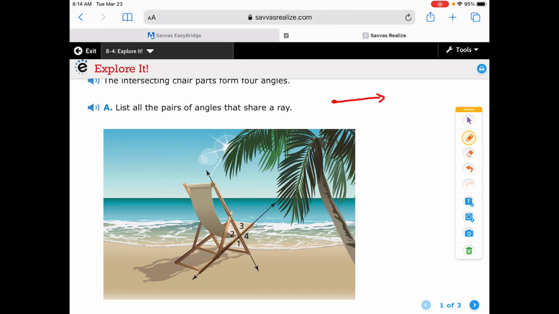So the ones that share a ray would be angle 1 and angle 2, angle 2 and 3, angle 3 and 4, and angle 4 and 1. So that's for part A.